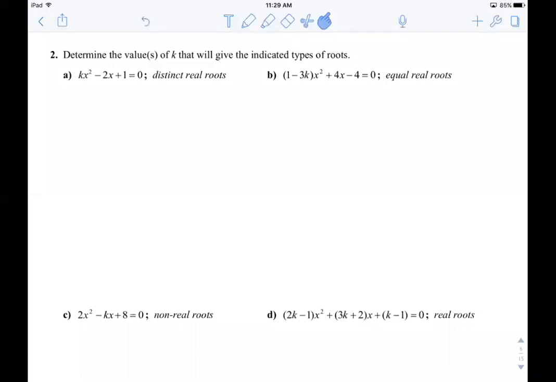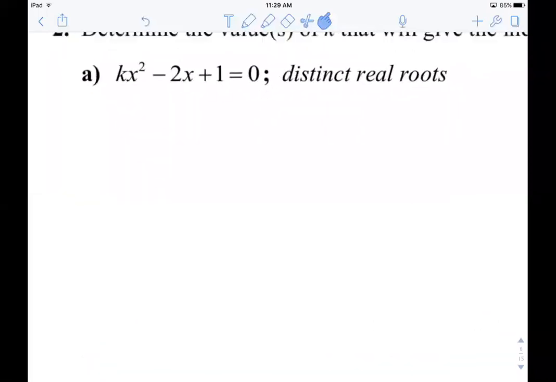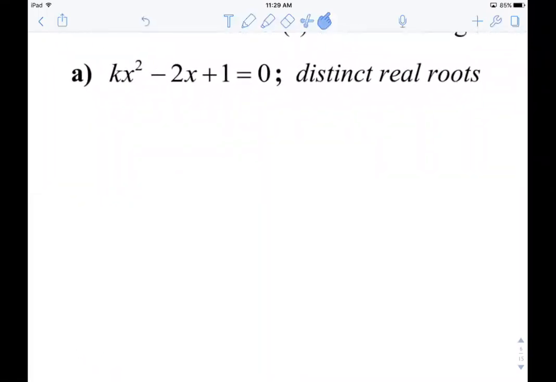So this second portion asks us to determine the values of k, or possibly if there's just one value of k, then we'll find that as well, that will give the indicated type of roots. So what do we mean by that? Well, let's take a look at this first situation.